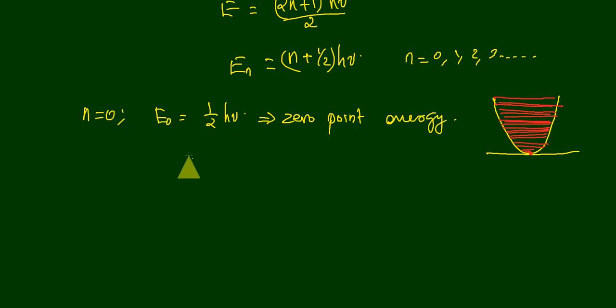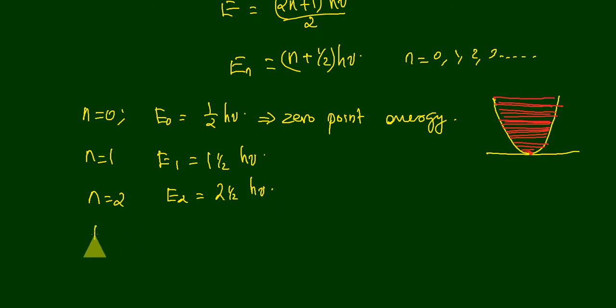So here the zero point energy is half h nu, and that is the lowest value of energy. Now we can calculate the other values. For n equal to 1, E1 is equal to 1 plus half times h nu, that is 3 by 2, or 1 and a half h nu. For n equal to 2, E2 is 2 and a half h nu. And for n equal to 3, E3 is 3 and a half h nu, etc.